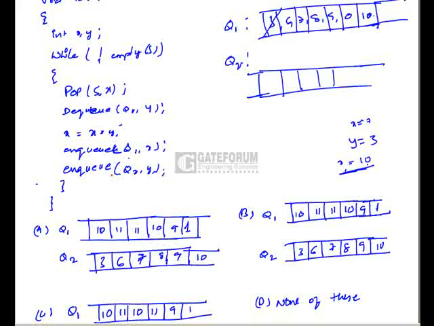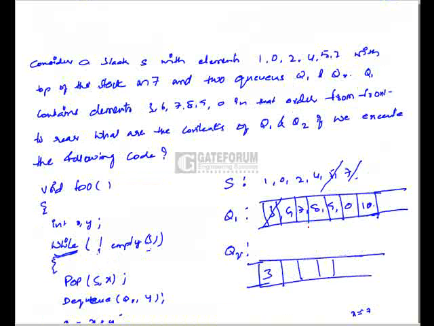Now we have to enqueue y into the queue Q2. The value which we have deleted from Q1 will be inserted into Q2. So here y is 3, and we are inserting 3 into Q2. After that it will check the while condition, while stack is not empty. Here the stack is not empty.